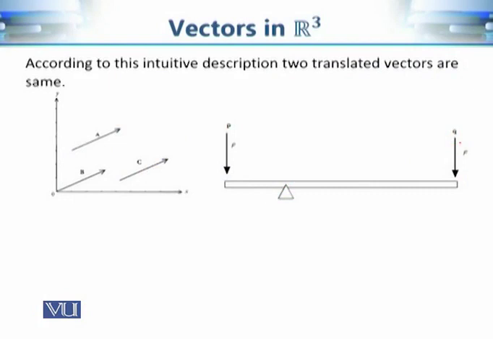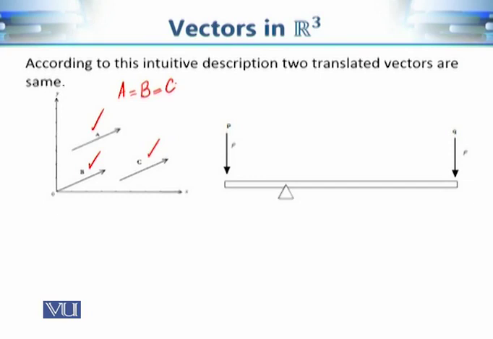Now let's see why this description of a vector is not sufficient. Consider this vector A, this vector B, and this vector C in the coordinate plane. Vectors A and B have the same direction and the same magnitude. So according to this definition, which says that a vector has a magnitude and direction, A is equal to B, and similarly C has the same direction and magnitude, so A is equal to B is equal to C. All three vectors are equal. In other words, translation of a vector does not change the vector.